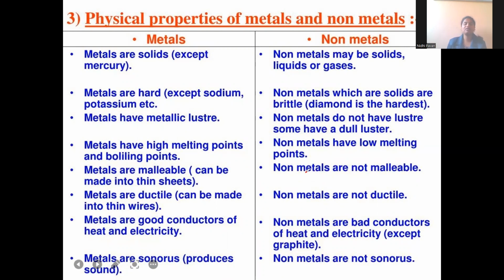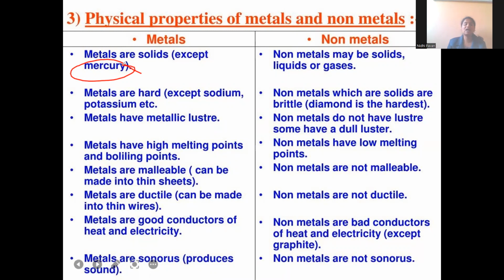First of all, metals are solids. All the metals are solid except only one metal, that is mercury. Mercury is the only liquid metal, which we can see in thermometers, right? A silver colored line is there. The silver colored liquid which rises when the temperature rises is nothing but mercury. It is the only liquid metal.